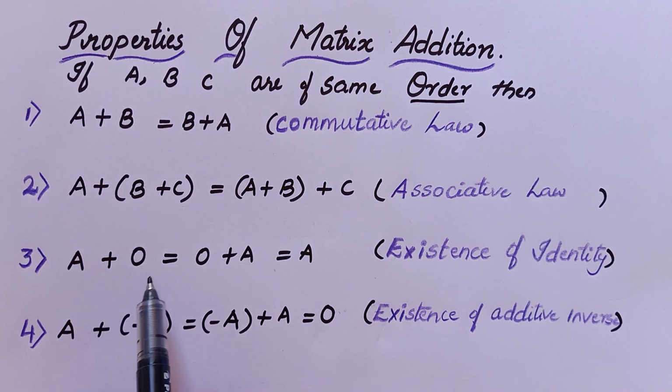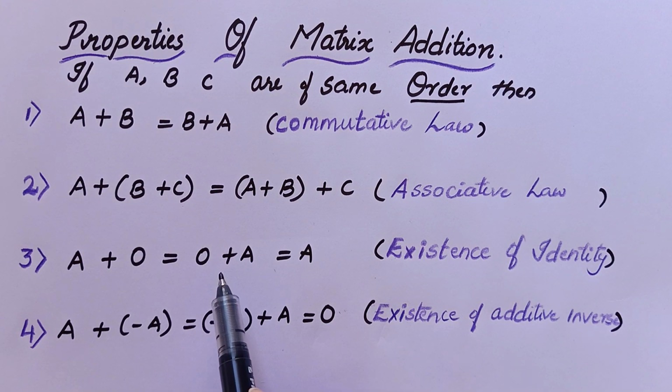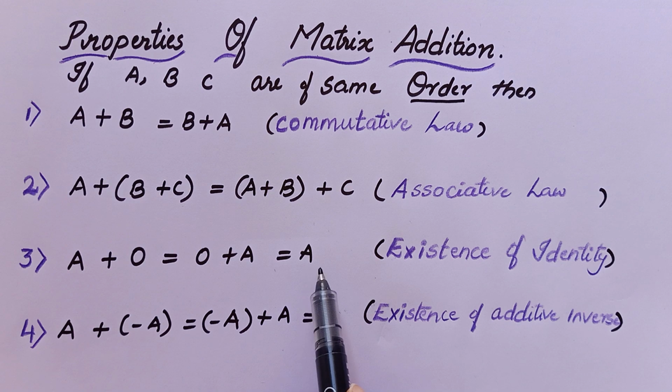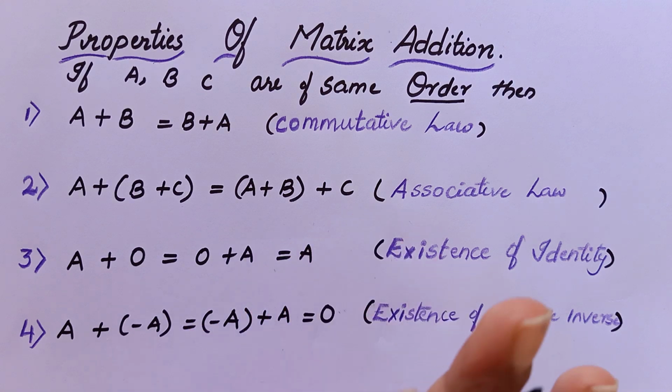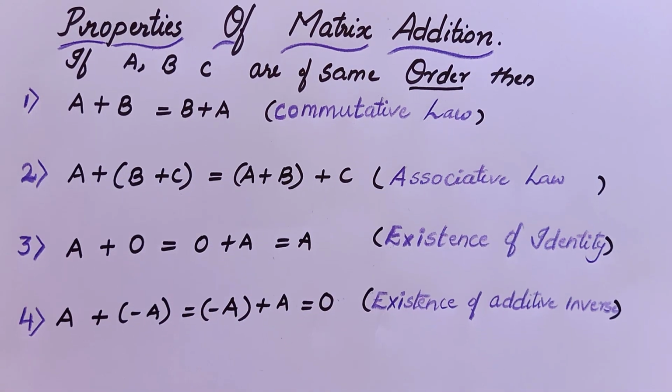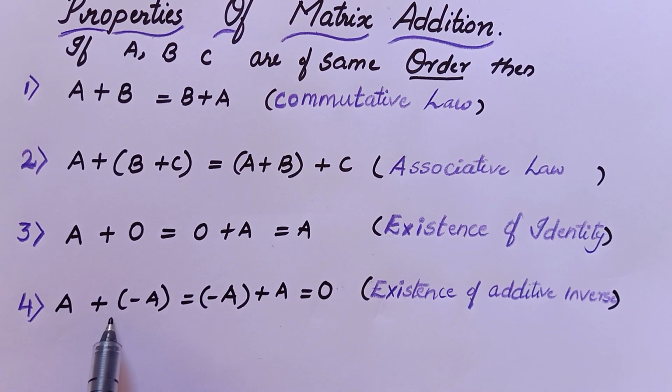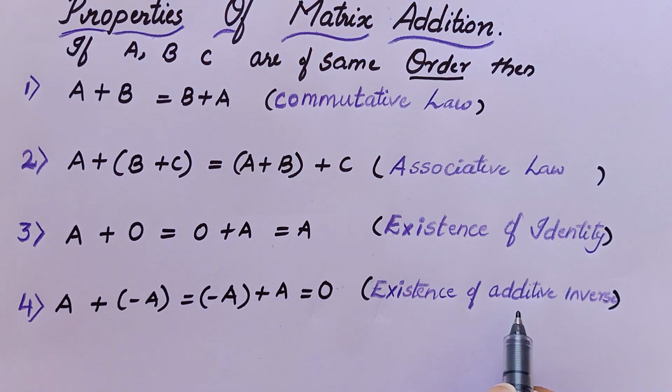Next is the associative law. A plus B plus C equals A plus B plus C. Then next is existence of identity. A plus 0 equals 0 plus A equals A. Adding the 0 matrix with the matrix A, you will get the same matrix. And next is existence of additive inverse. That is, adding the negative of the same matrix, you will get 0. That is existence of additive inverse here.